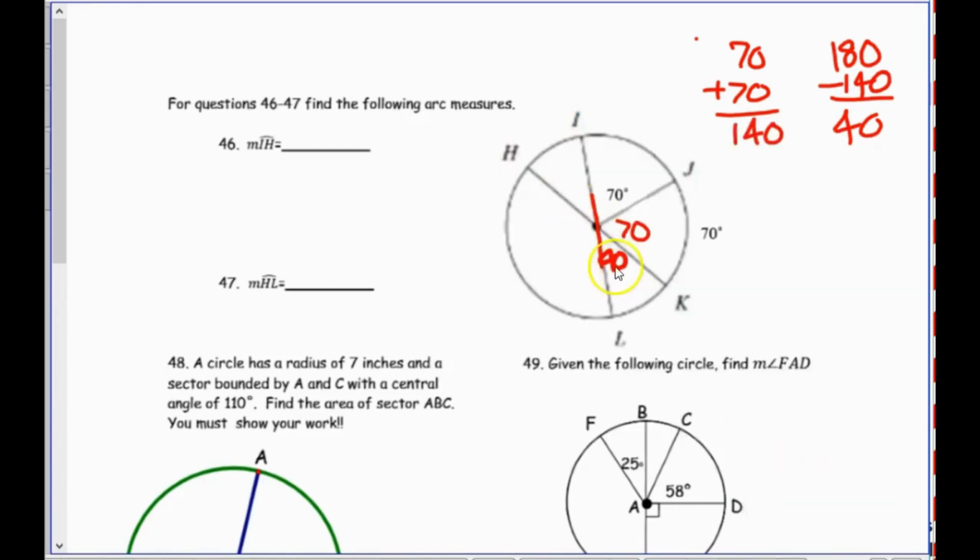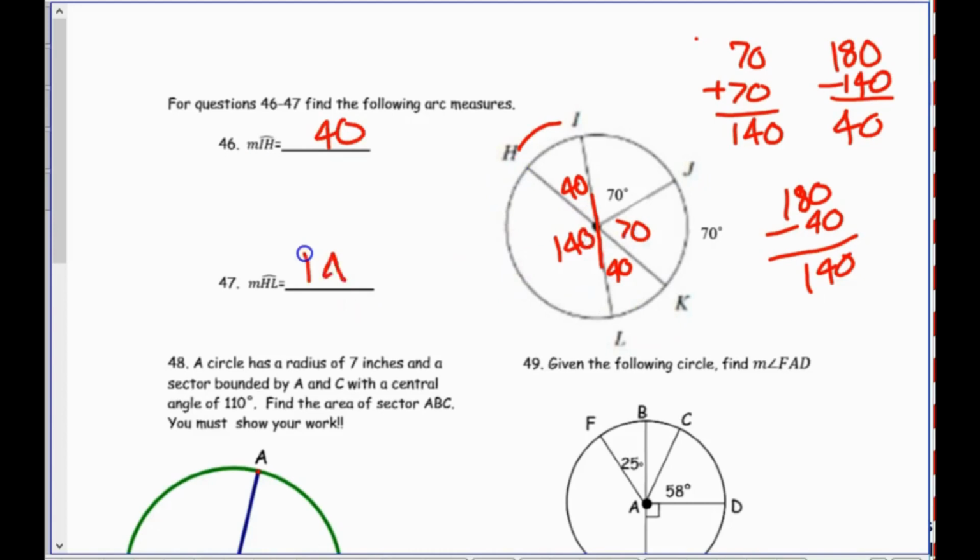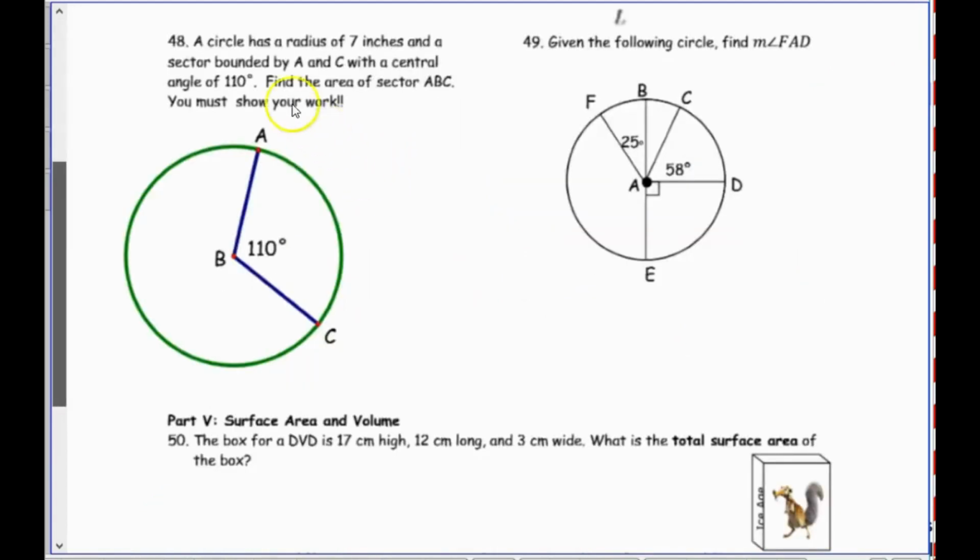So, if this is 40, then that means that the vertical angle is also 40 over here. And then over here, 180 minus 40, so that's a straight line, minus 40, gives you 140. So you got to find those central angles first, and then you can figure out these. IH, from here to here, matches the central angle of 40. HL, from here to here, matches the central angle of 140. I grab all of them.